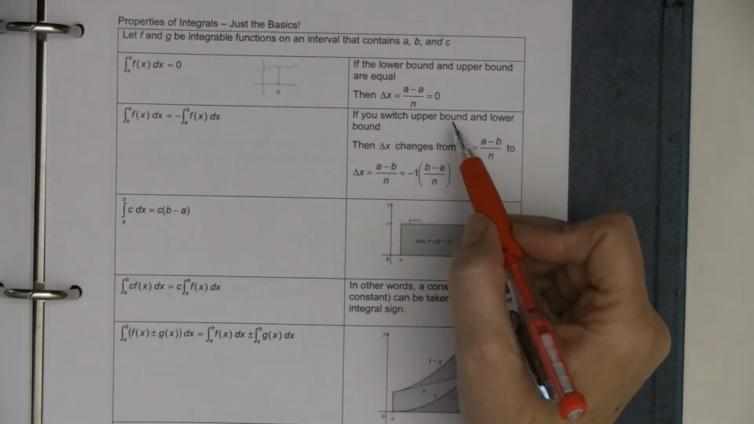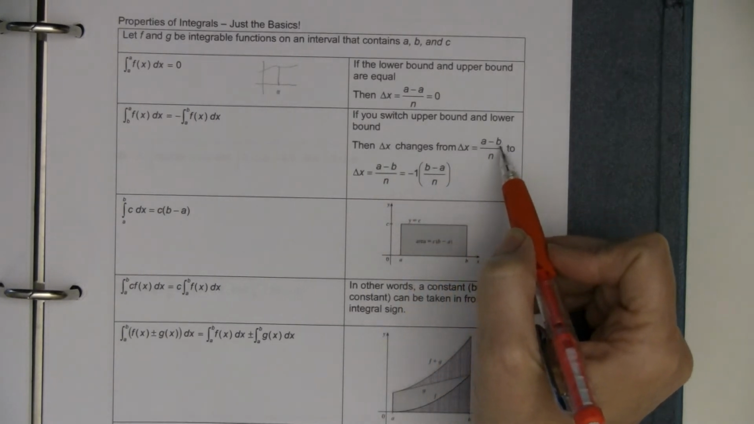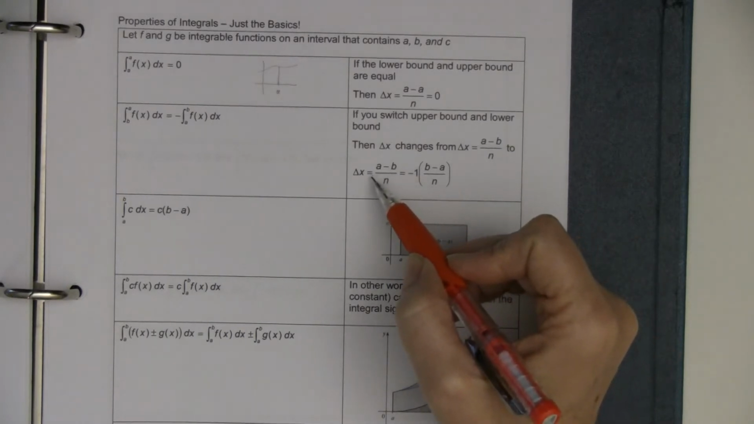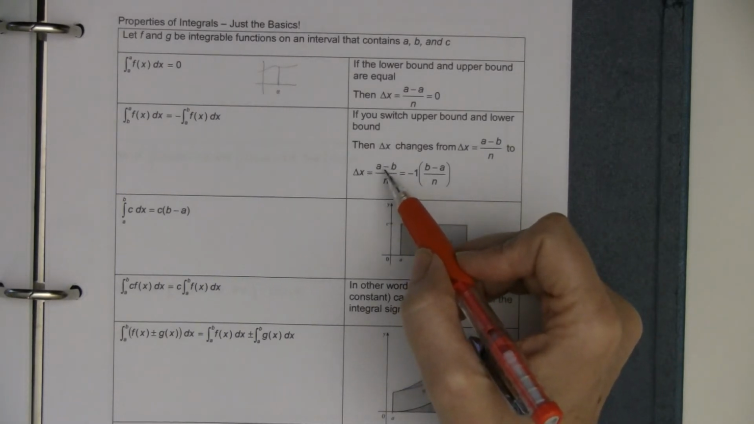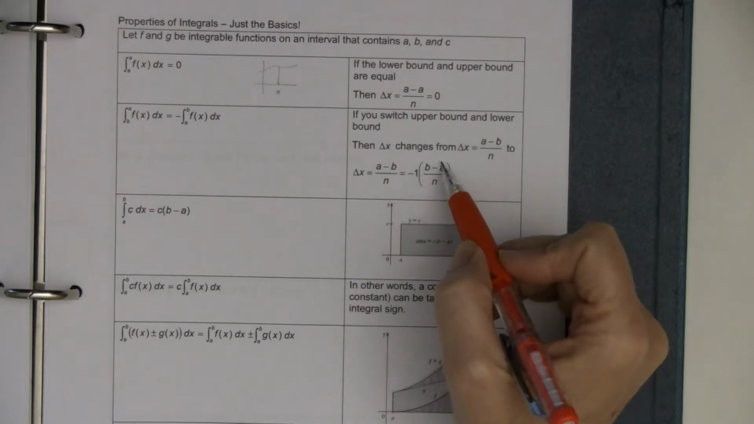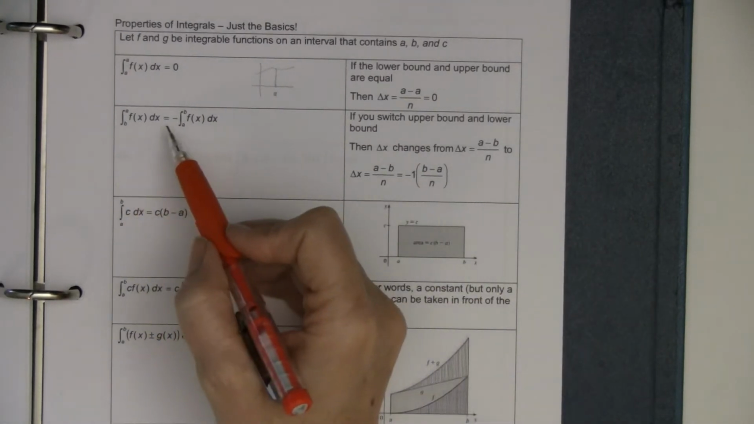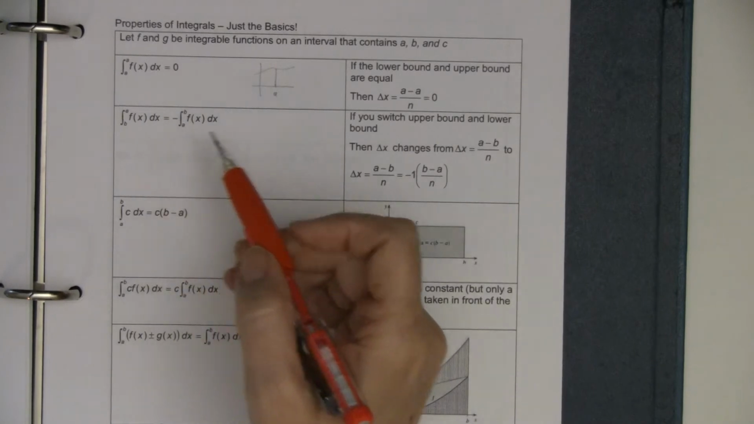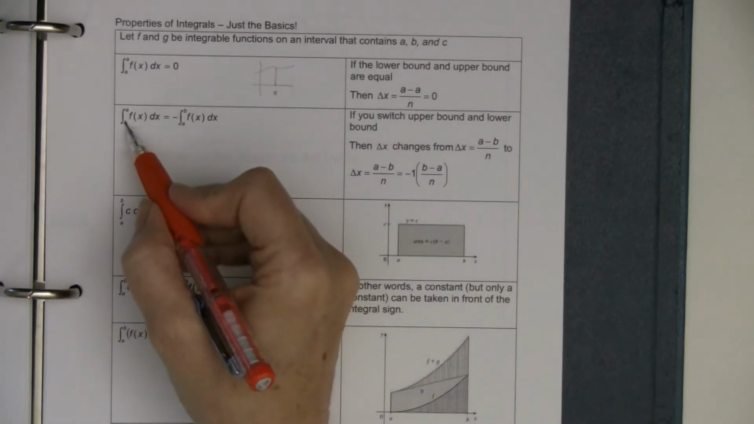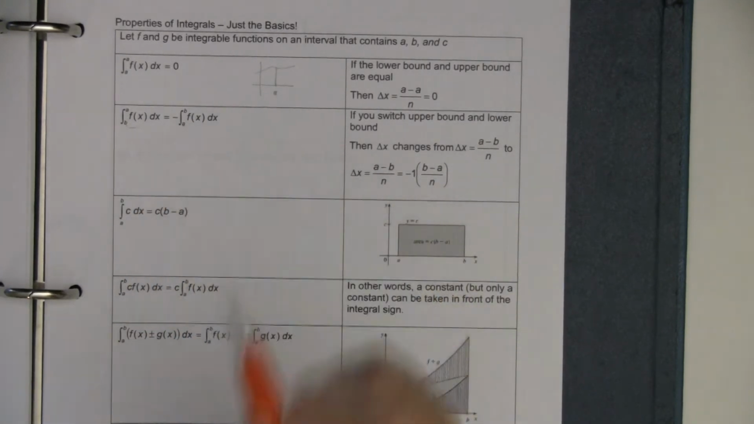But just so that you can see how it would go. If you switch the upper and the lower bound, then delta x would change from a minus b divided by n to, if you switched it around and factored out a negative 1, negative 1 times b minus a over n. And so that is the reason for the negative here, right? So this one went with this, and negative 1 times that one.